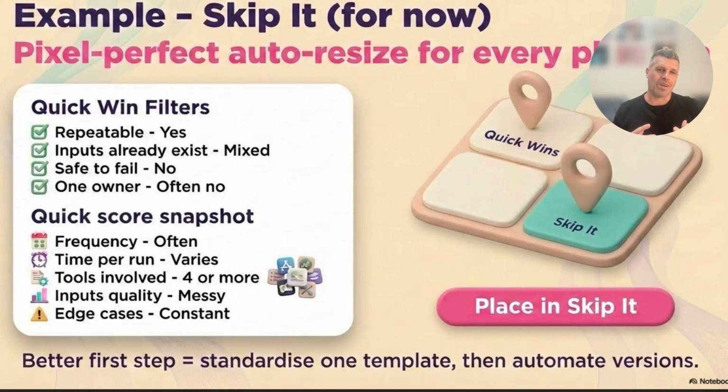Here's an example of what a no looks like. If you wanted to create a pixel perfect auto size image generator for every platform, it sounds useful, but it's got mixed inputs. It's not safe to fail because one mistake on a paid ad is a real problem. And also there's no single owner. So that's 2 out of 4. Skip it for now. And that doesn't mean it's a bad idea. It just means it's not a good first idea. So the answers to the questions, the filter, are not telling you don't ever do it. It's just telling you not yet.